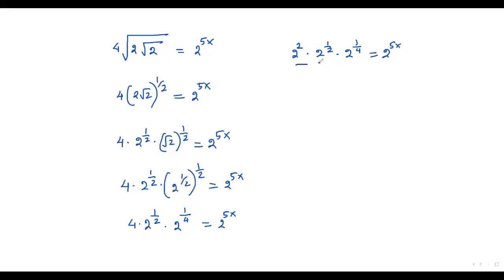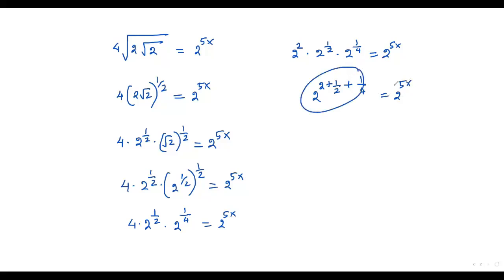Here now 3 terms are multiplied with the same base 2. So whenever we multiply two or more terms with the same base, what we can do is take the base once and add the exponents. That is 2 + 1/2 + 1/4 equals 2^(5x).